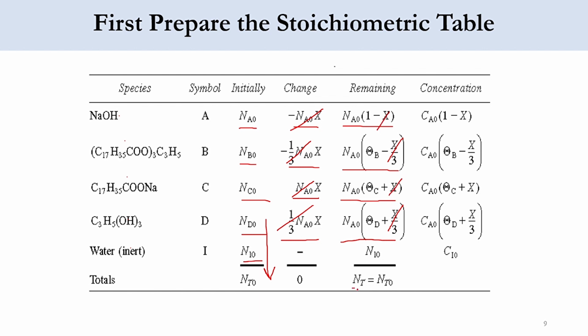So accordingly, the Nt is equal to Nt naught in the system. In the same case, dividing by V naught, we get Ca naught (1 minus x). This Nb naught is converted to Ca naught (theta b minus x over 3). This will be Ca naught (theta c plus x), and this will be Ca naught (theta d plus x over 3), and this will be Ci naught. So these are the stoichiometric table and concentration terms derived over here.